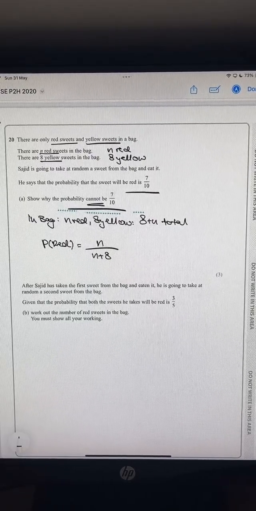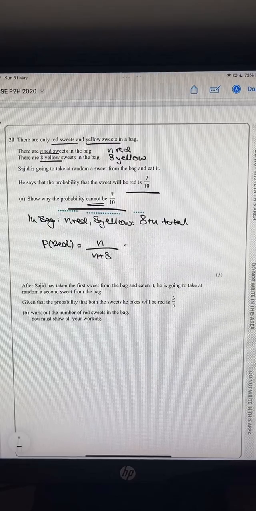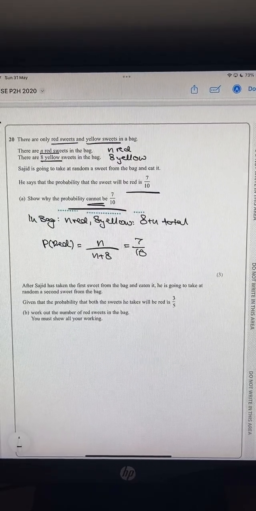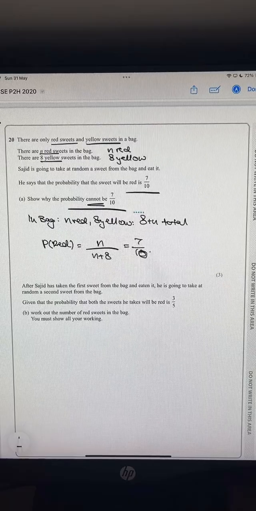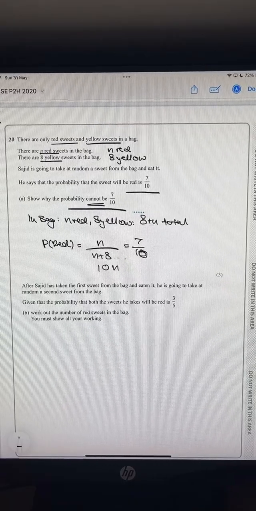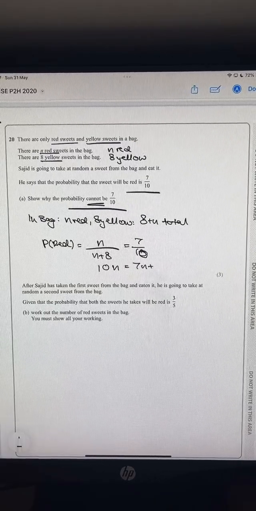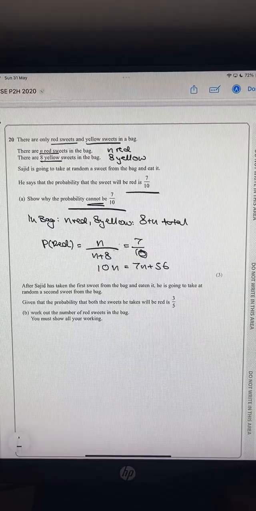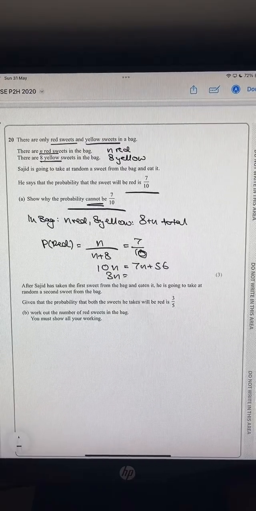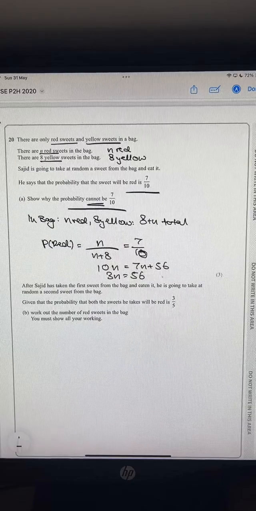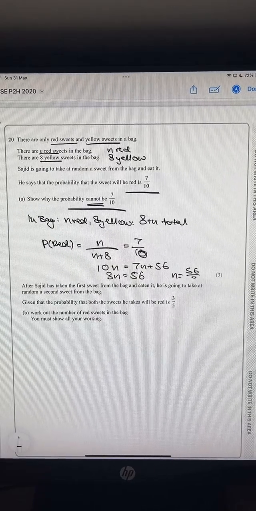Now I need to say why it cannot be 7 over 10. So let's just say it is equal to 7 over 10. That's what he's telling me. That's a 10, not a 6. So let's solve for n. If I multiply both sides by 10, I get 10n, and I multiply both sides by n plus 8. I just cross multiply. I get equal to 7n plus 56. I've just done 7 times n plus 7 times 8. Then if I subtract 7n from both sides, I get 3n is equal to 56. And then n is going to be equal to 56 by 3.